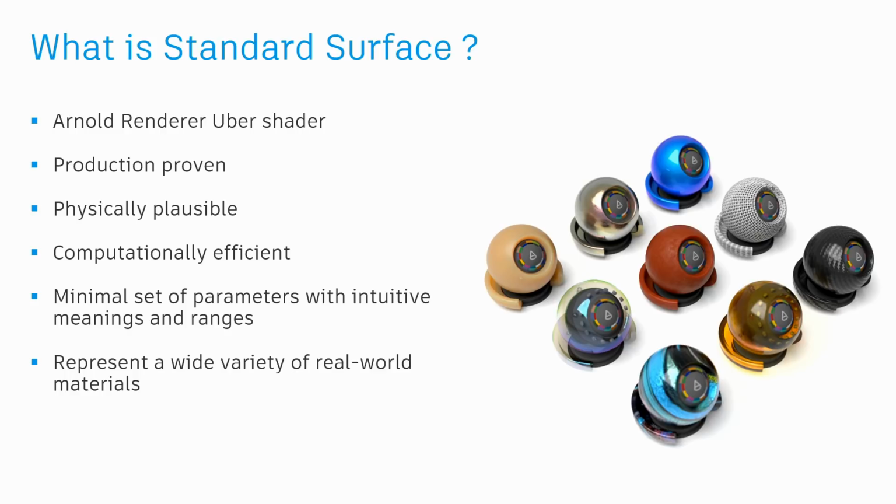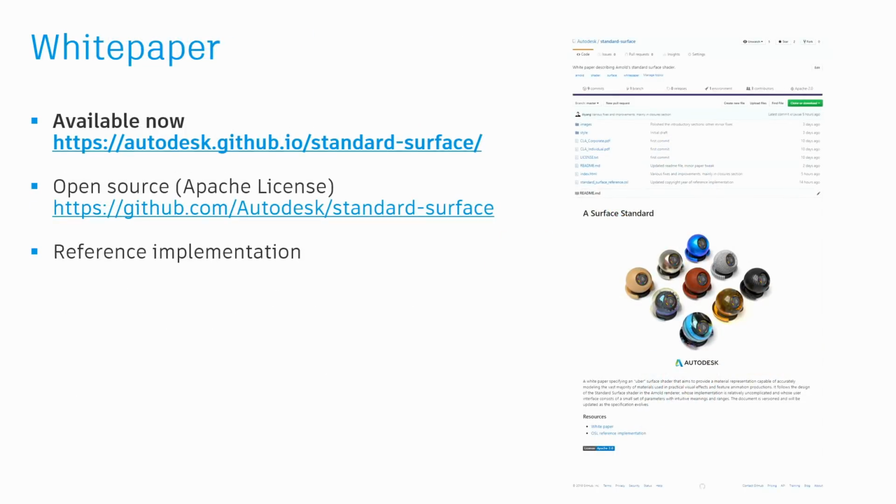And the goal is to really have a minimal set of parameters with intuitive meaning and ranges that is capable of rendering a wide variety of real-world materials. Not all materials, but most of them. If you can get away with 90% of your objects with that shader, we're happy with it. And you should be able to access it right now. We just put the white paper on GitHub with a reference OSL implementation.